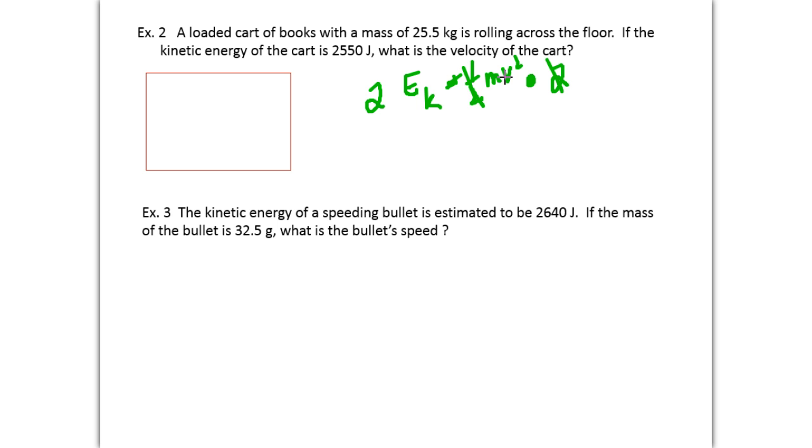And now solve for the velocity. Divide both sides, so you need to get rid of the m. And then you're left with this: v squared equals 2 times your energy divided by mass. And then how do you get rid of this square? By taking the square root of the entire answer. That will get rid of your square.